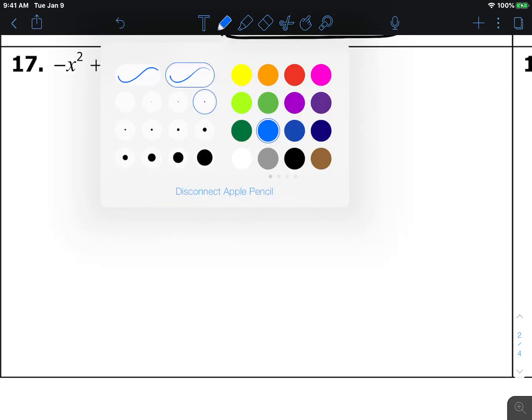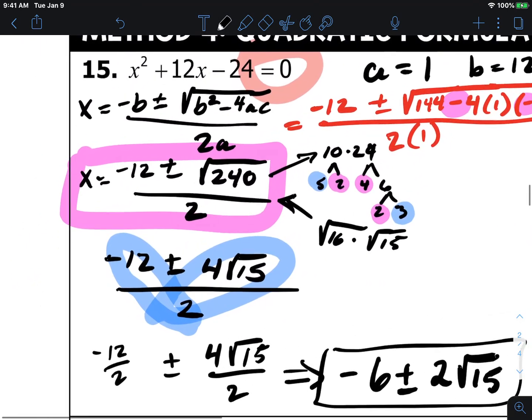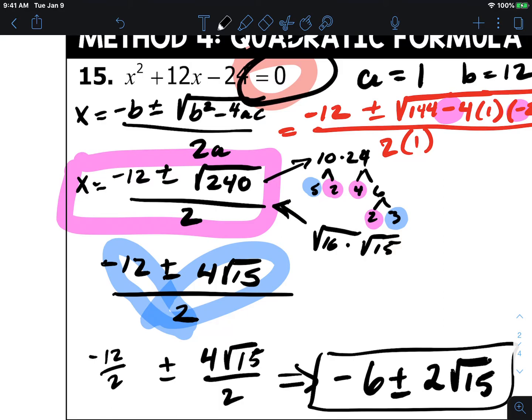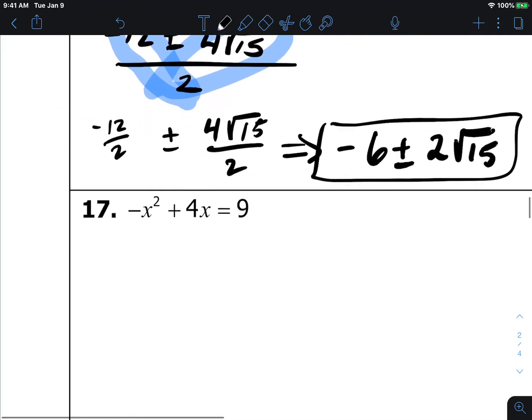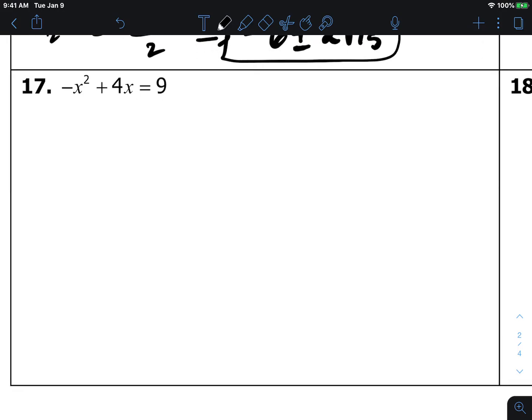The first thing I'm going to do is remember, how do these problems have to be set up? They have to be set up to standard form set equal to 0. Why? Because if it's not set equal to 0, you can't identify the A, B, or C. So negative 1x squared plus 4x minus 9 equals 0. I have to subtract 9 from both sides. So my A is negative 1, my B is 4, my C is negative 9.